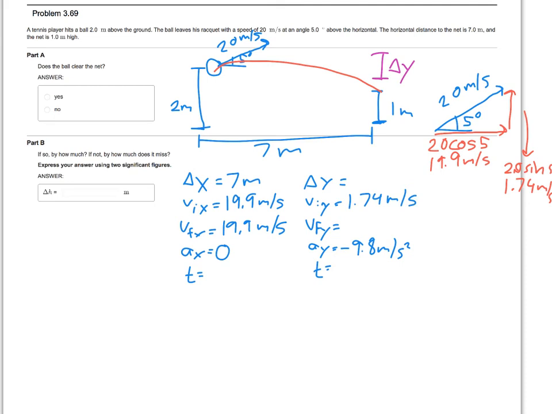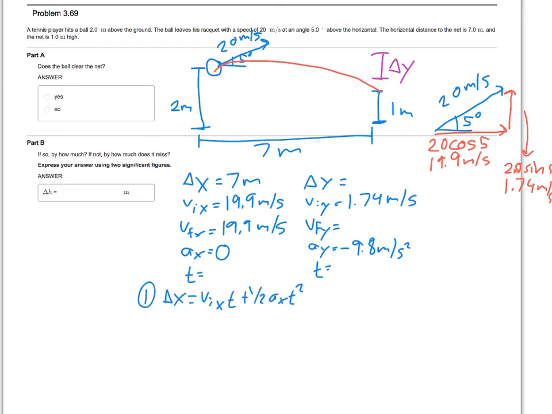Now I do need to be careful. I don't actually know my delta y. I can't say it's -1 because I don't know for sure that it ends up even with this net. That's what we're ultimately going to be solving for. And so in this case, I'm actually going to start with my x direction because I have more information here and I'm going to be able to find my time.